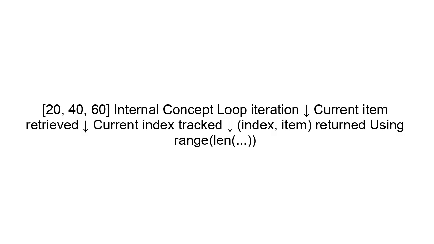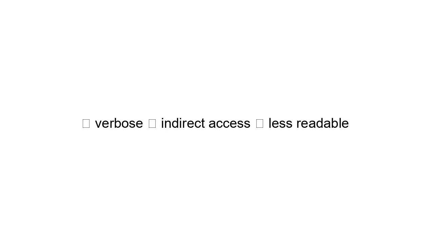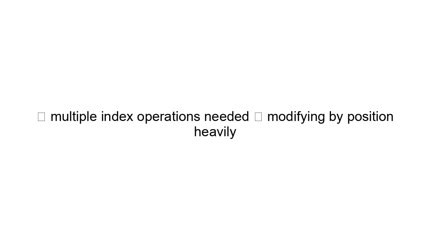Internal concept: in loop iteration, the current item is retrieved, the current index is tracked, and the index and item are returned. Another common approach: for i in range len names, print i, names[i]. It works, but is usually less Pythonic. Why range len is less ideal: verbose, indirect access, less readable. Prefer enumerate when possible. When range len is useful: if multiple index operations are needed, or when modifying by position heavily.